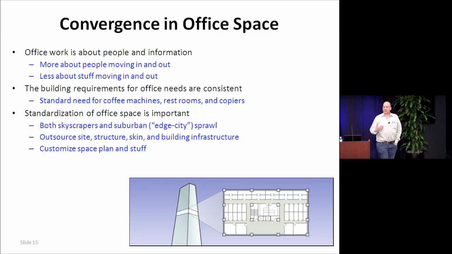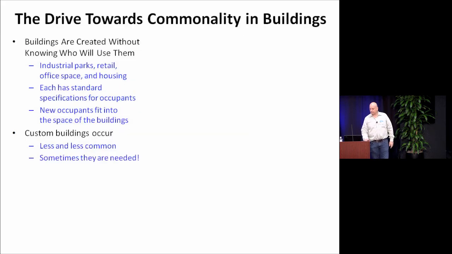Okay. Convergence in office spaces. Office work is about people and information, people getting in and out, and so the building requirements for offices are consistent. We generally know that we need a certain number of bathrooms for a certain number of people and a certain number of copiers and coffee machines and so forth. And so both skyscrapers and suburban kinds of offices like this one have a standardized usage pattern, and you can sometimes customize the space within it, but it's all pretty much consistent.